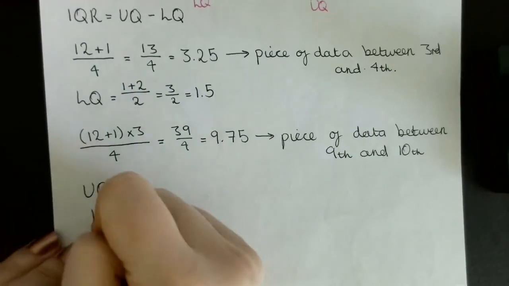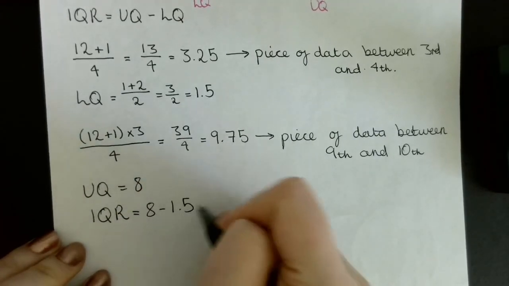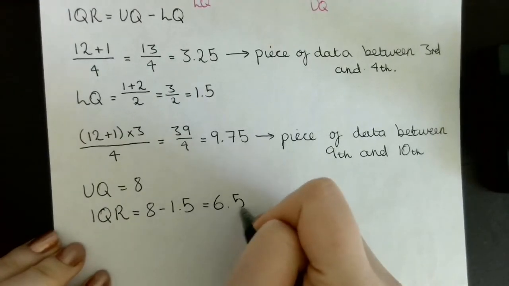So my interquartile range, IQR, that is 8 subtract 1.5, which is 6.5.